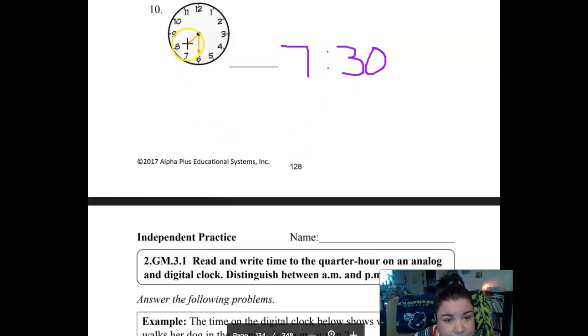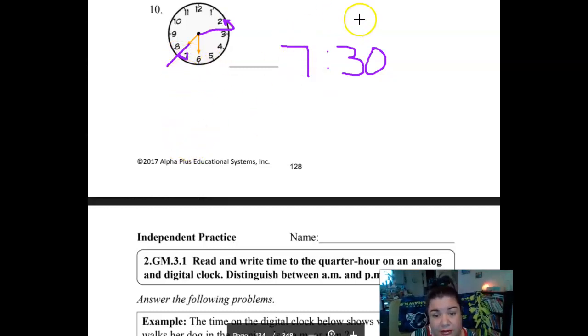So remember, it's between the 7 and the 8. So you want to go to the lower number when it does that. So if it was here, you always want to go to the lower number, the one that it just came from, okay, to figure it out. All right? If it's in between like that.